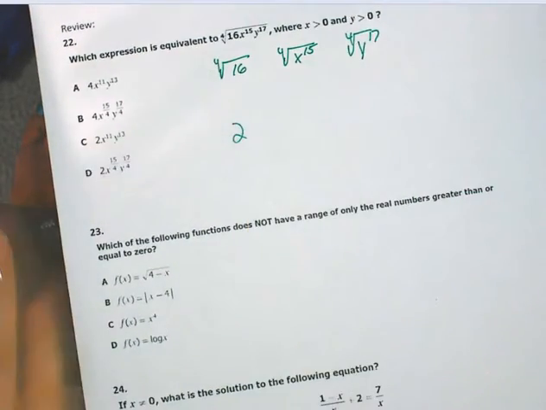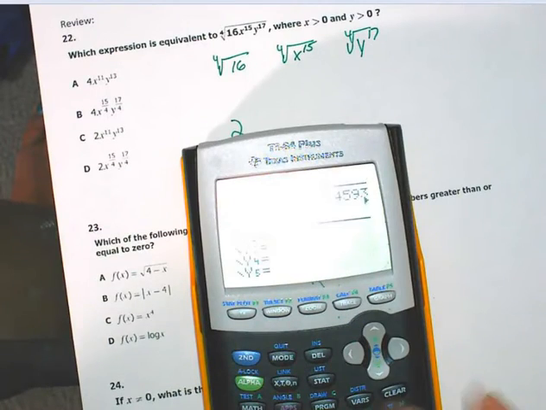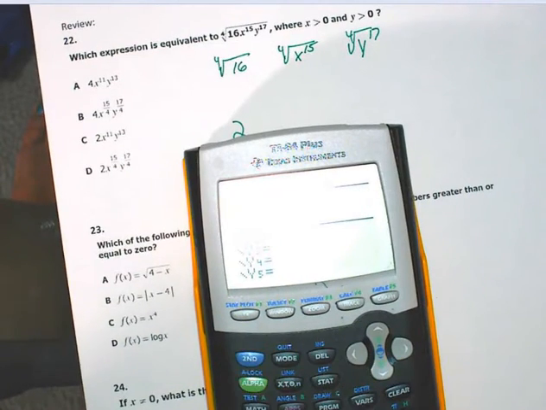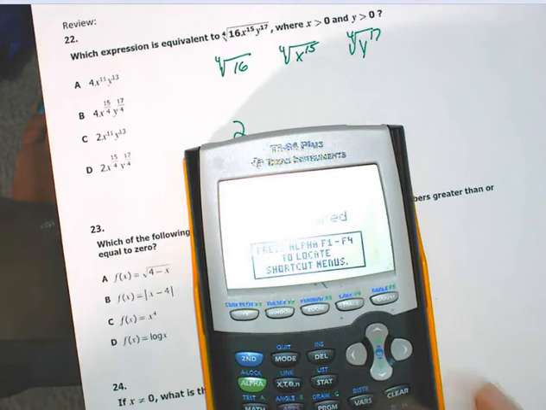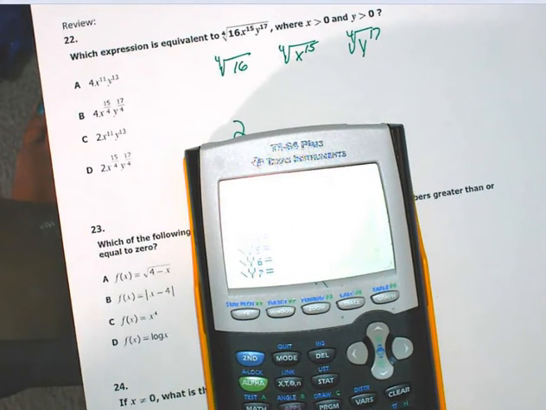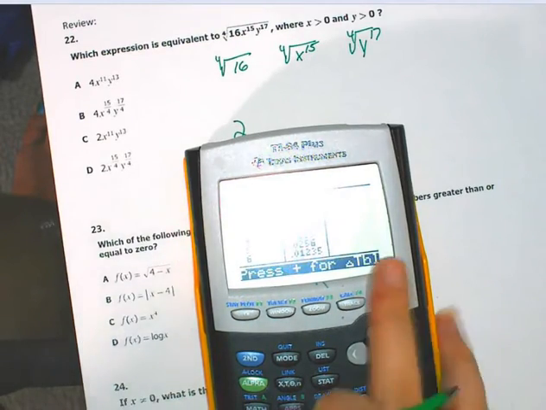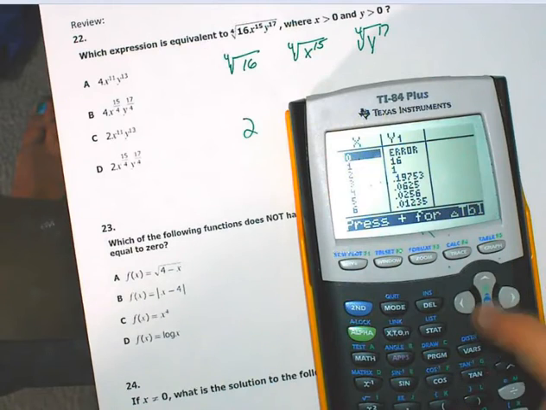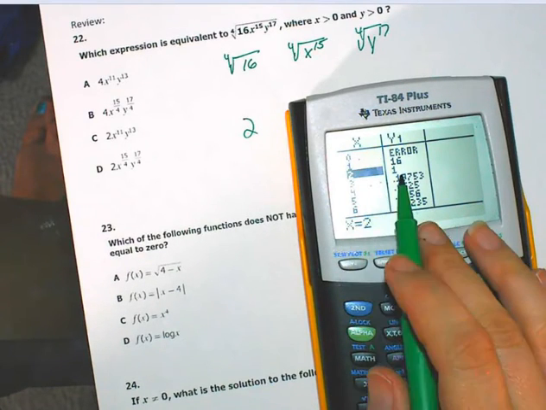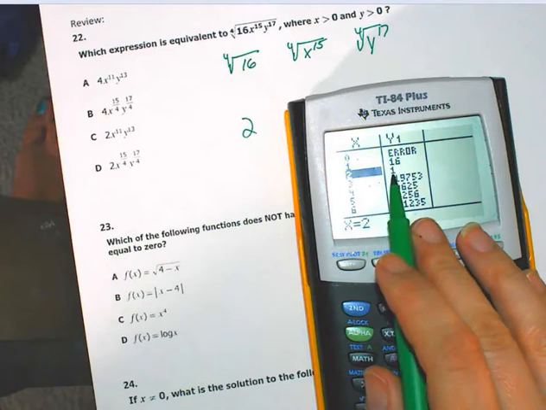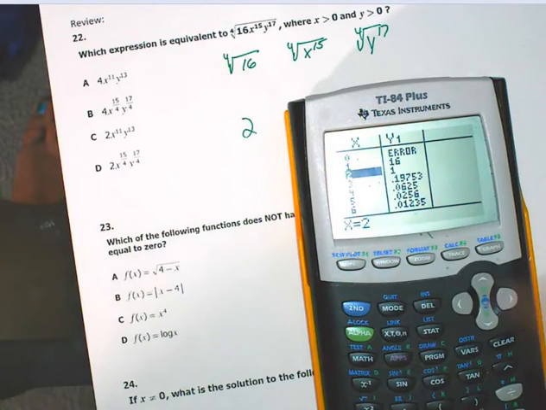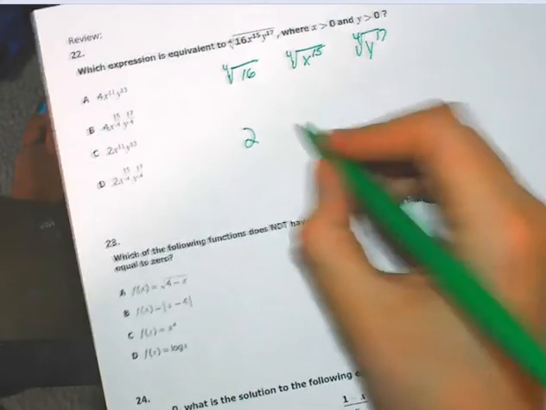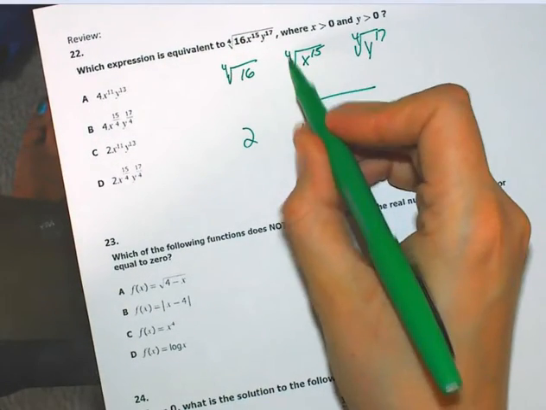Remember the other way that you could check that would be go into y equals and do 16 divided by x to the power of 4. Go into your table, and in here, notice here that I have 2, 1. That means 2's on the outside and 1's on the inside, but the square root of 1 is 1, so we lose the radical symbol. So I now have 2 on the outside, and then I have the 4th root of x to the 15th.